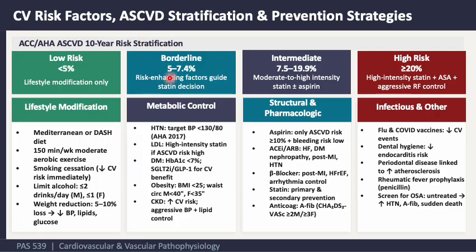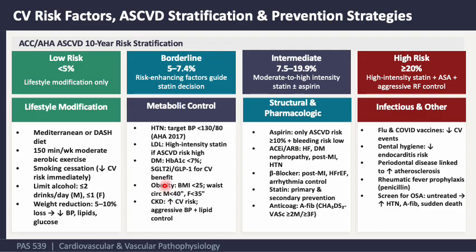Borderline is if their risk is between 5 and 7.4%. You want to use risk enhancing factors to guide the statin decision. You want to get better metabolic control. So you want their hypertension target to be less than 130/80. You want their LDL to be better controlled if it's high. You want the hemoglobin A1C to be less than 7. Now guidelines for hemoglobin A1C is less than 5.6.